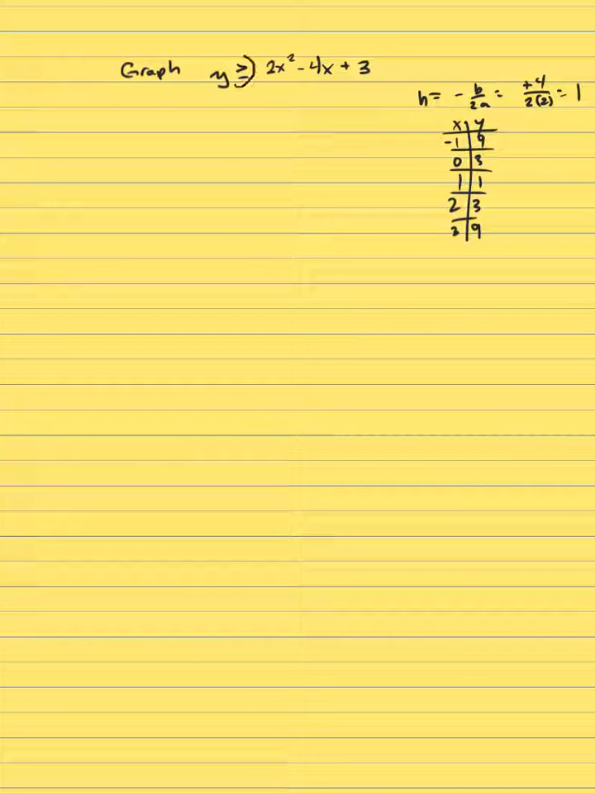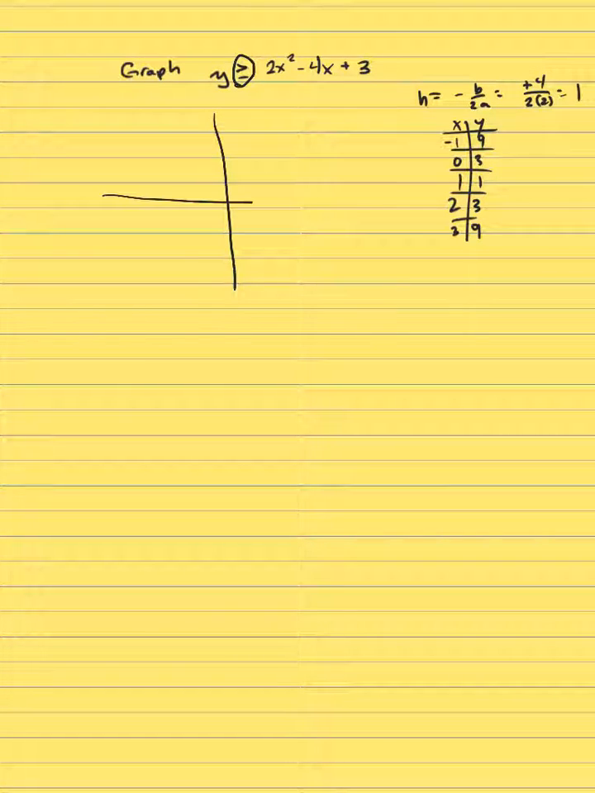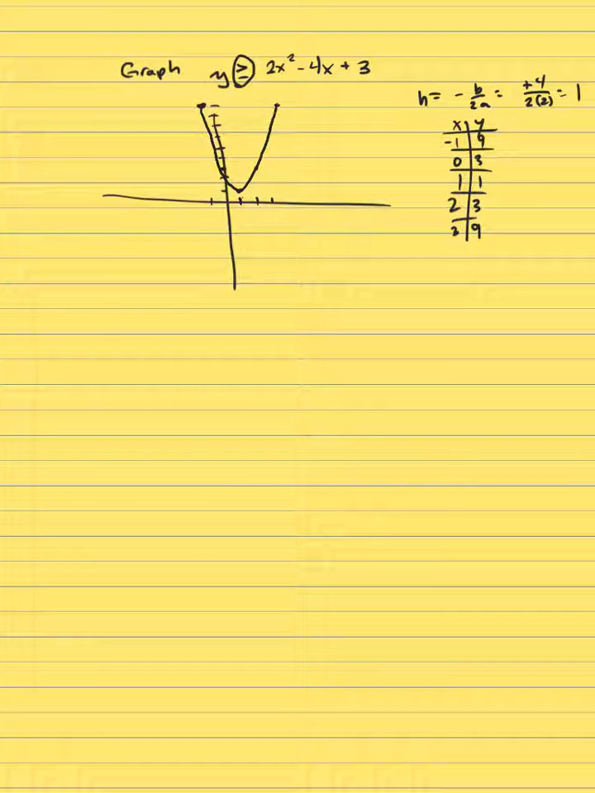Now, again, this is greater than or equal to. So when I draw this, this is going to be a solid boundary, not a dotted boundary. So when I plot these points, here's negative 1, 9, 0, 3 is about right here, 1, 1 is about right here, 2, 3, and 3, 9. So I'm going to connect these with a solid parabola. Not the greatest parabola, but that's okay.